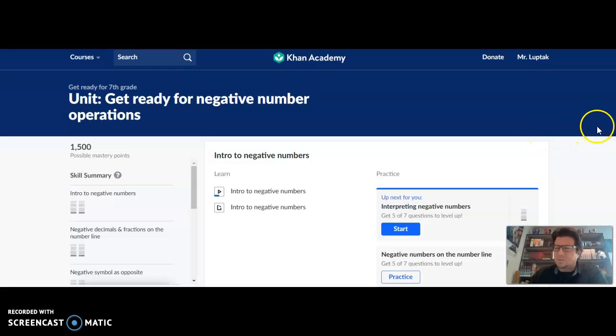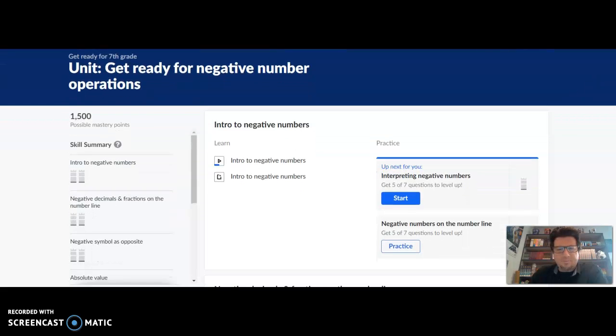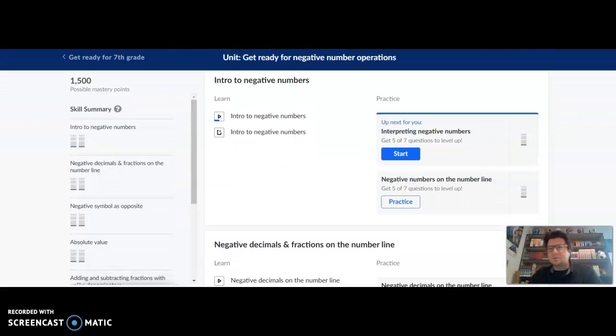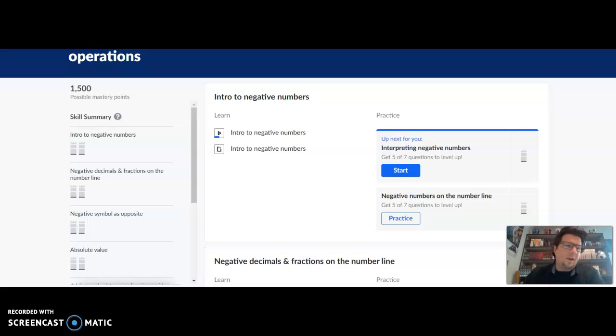So if any of these concepts are familiar to you, don't worry. Review never hurts. It's always going to be just fine to review, especially at the beginning of the year, so that you can make sure that all of these concepts are fresh in your mind as you go forward. So what we're going to be starting on is negative numbers.